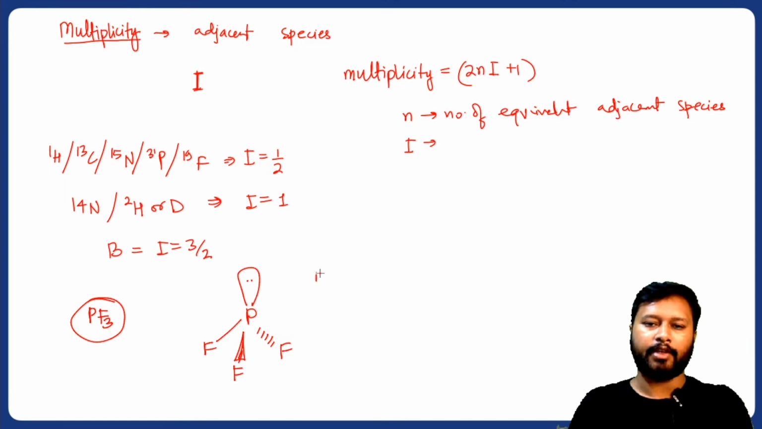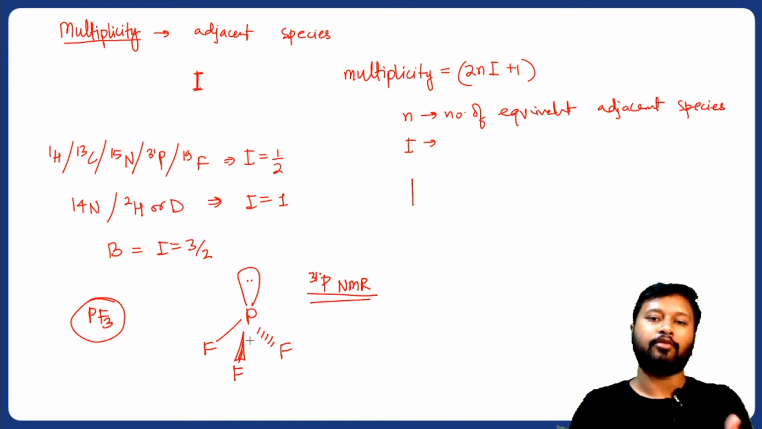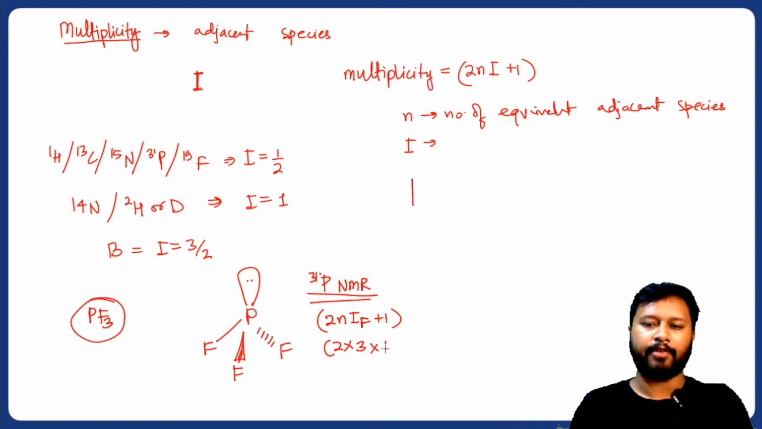What we are looking at is 31P NMR. In 31P NMR, phosphorus itself is not going to split. It is just going to give you a single peak, but the 3 fluorines are going to cause splitting and multiplicity. How many peaks? The formula is 2nI_F plus 1. There are 3 fluorines of the same type, so 2 into 3, and the I value of fluorine is half, so it is going to split into 4 lines.